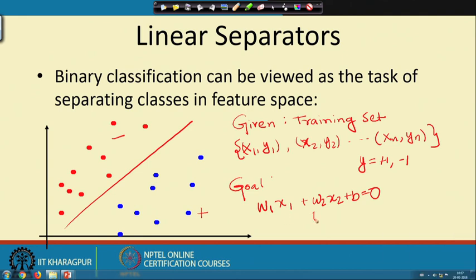So, if I consider w as the vector of these weights and x as the attribute vector or the feature vector, I can rewrite this in the form w transpose x plus b equals 0, where w and x are vectors. So, you can extend this beyond 2 dimensions also, all right. So, our goal is to find w and b.